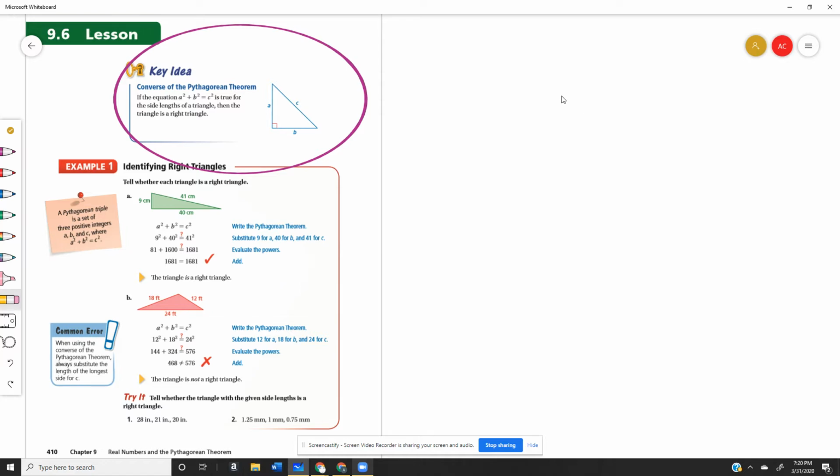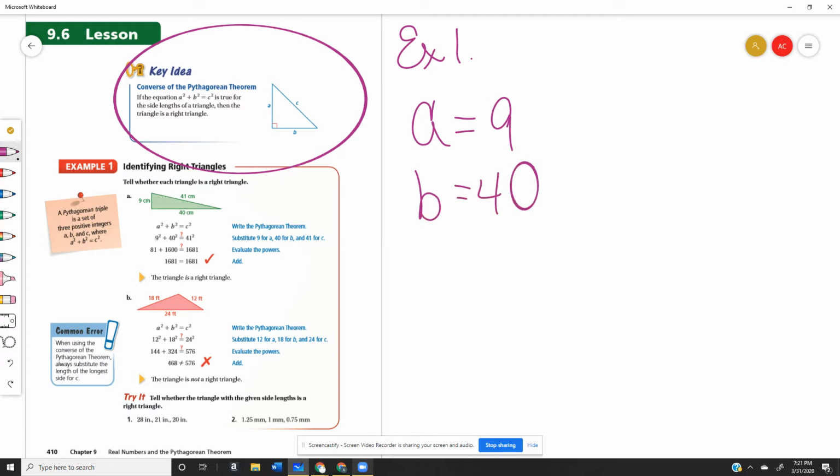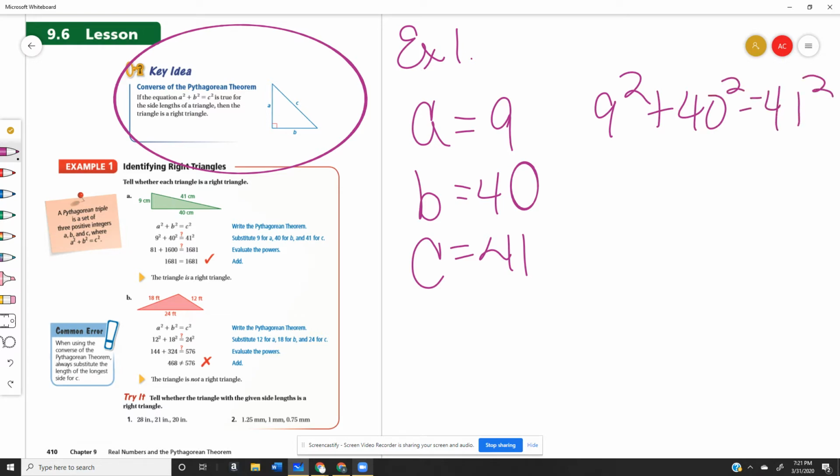So let's go ahead and we're going to look then at example 1. Example 1 asks us to tell whether each triangle is a right triangle. So we're going to look at our legs here. Our legs are 9. So A equals 9 and B equals 40. And then C, our hypotenuse there is 41. So all we're going to do is we're going to say if 9 squared plus 40 squared equals 41 squared, then we have a right triangle. Okay, so we're going to put that little question mark above that.